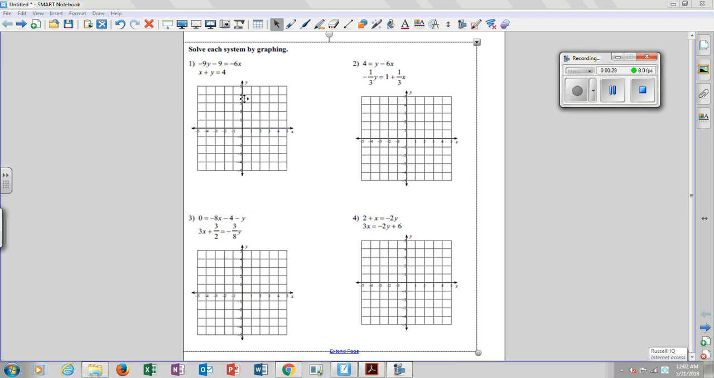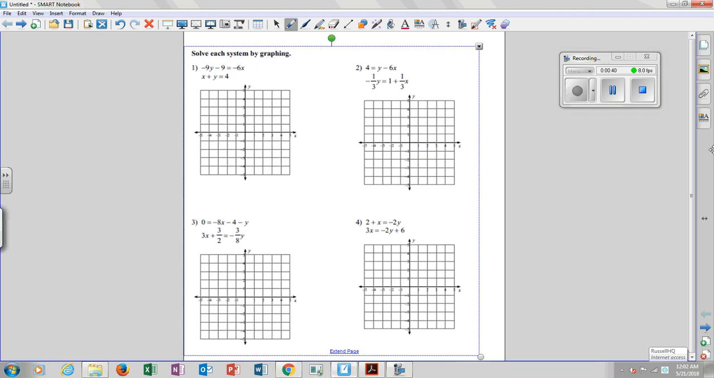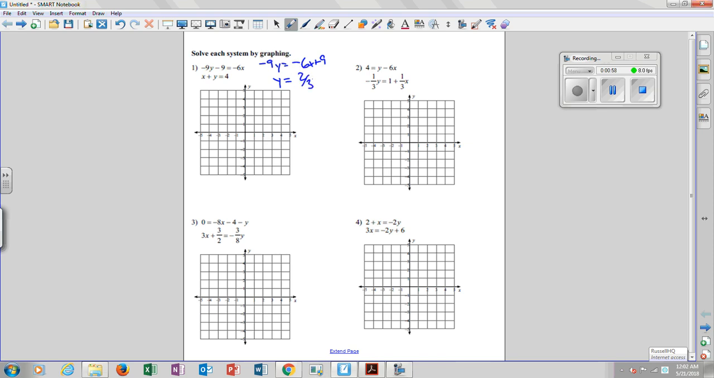Alright, so number one. First, we have to get y by itself, so we add 9 to the other side. You get negative 9. Y equals negative 6x plus 9. Then you divide by negative 9. You get y equals, negative 6 divided by negative 9 reduces to a positive 2/3 x. And then 9 divided by negative 9 becomes minus 1.